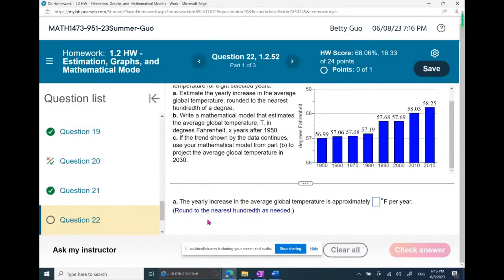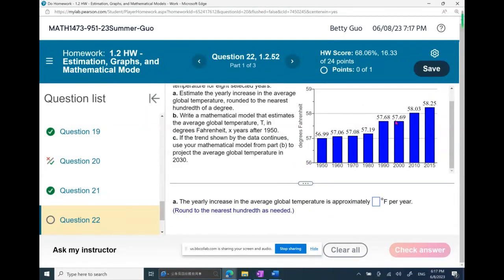A, the yearly increase in the average global temperature is approximately how many degrees Fahrenheit per year? Average yearly increase. This question is a little bit similar to number 20, right? It's similar because it's not percent. We should not mess that up. Okay. So let's see, the trend is going up, right?